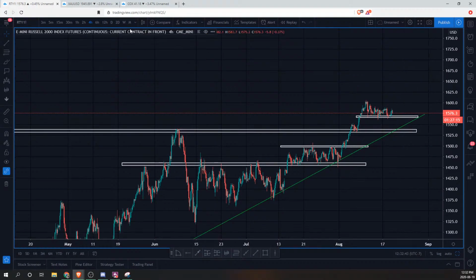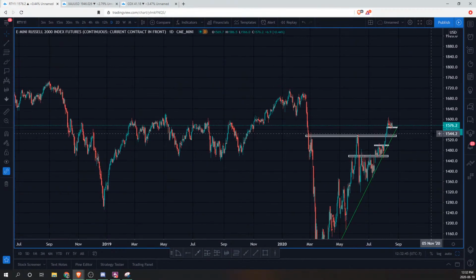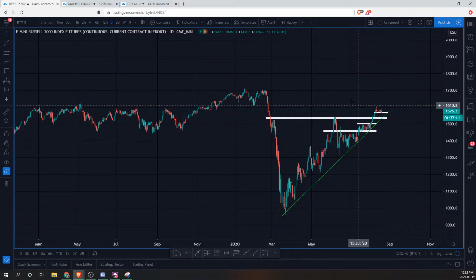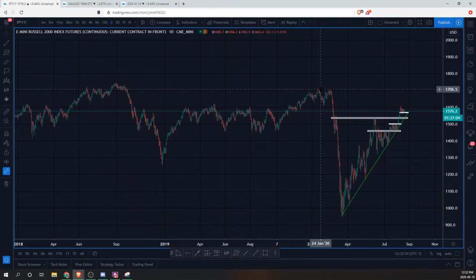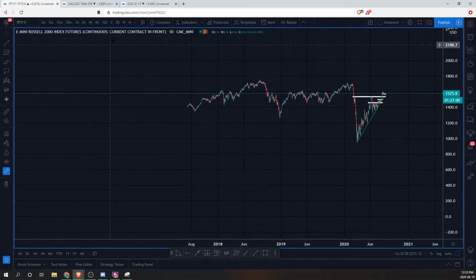All right, a little bit of discussion on the Russell 2000 here. So let's go back to the daily chart. We see the Russell 2000 is not yet broken or at the high that we had back in February of 2020. It was not the all-time high either. September 2018 was the all-time high. So it's been consolidating for a while here.